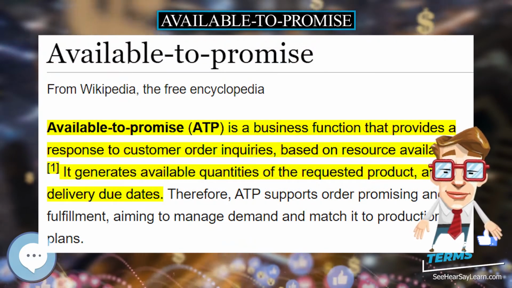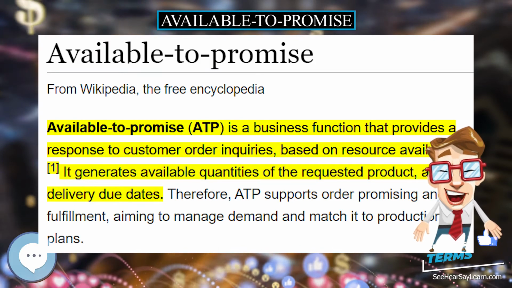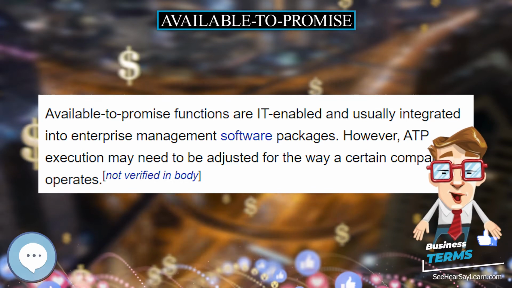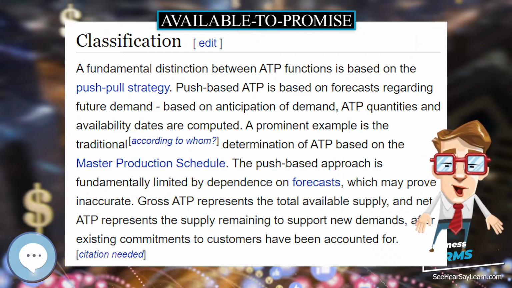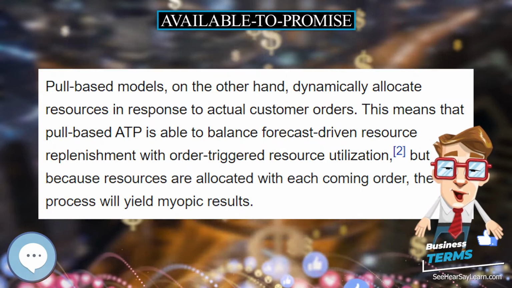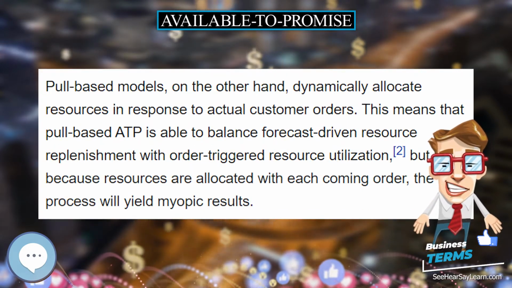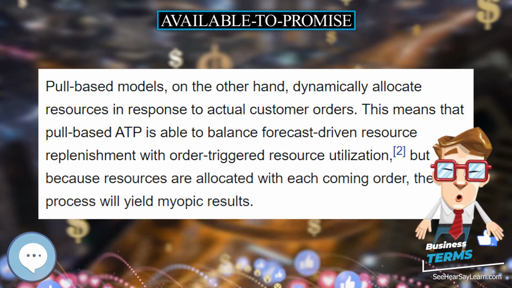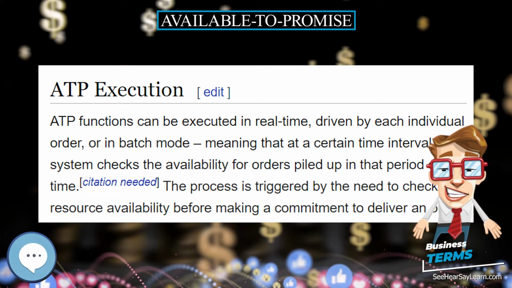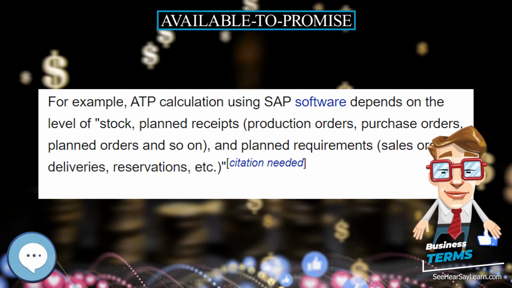Available to promise. Available to promise, ATP, is a business function that provides a response to customer order inquiries, based on resource availability. It generates available quantities of the requested product, and delivery due dates. Therefore, ATP supports order promising and fulfillment, aiming to manage demand and match it to production plans.